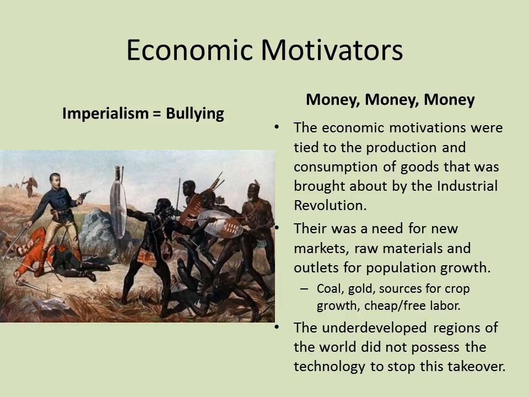The second motivator for imperialism was economic. As we know, money is a big motivator for nations, for people. These economic motivations were tied to the production and consumption of consumer goods produced in the factories during the Industrial Revolution. Countries needed more raw materials, they needed markets, they needed cheap labor, they needed natural resources, and they could find these things in abundance in underdeveloped regions of the world, Southeast Asia, Africa, and Latin America, very easily.